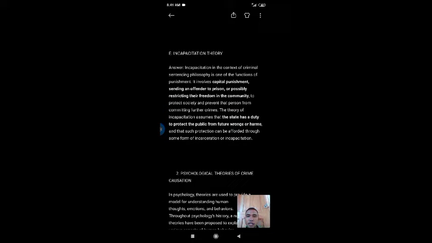So letter E is incapacitation theory. Incapacitation theory, in the context of criminal sentencing philosophy, is one of the functions of punishment. It involves capital punishment, sending an offender to prison, or possibly restricting their freedom in the community to protect society and prevent that person from committing further crimes. The theory assumes that the state has a duty to protect the public from future wrong or harm, and that such protection can be afforded through incarceration or incapacitation.